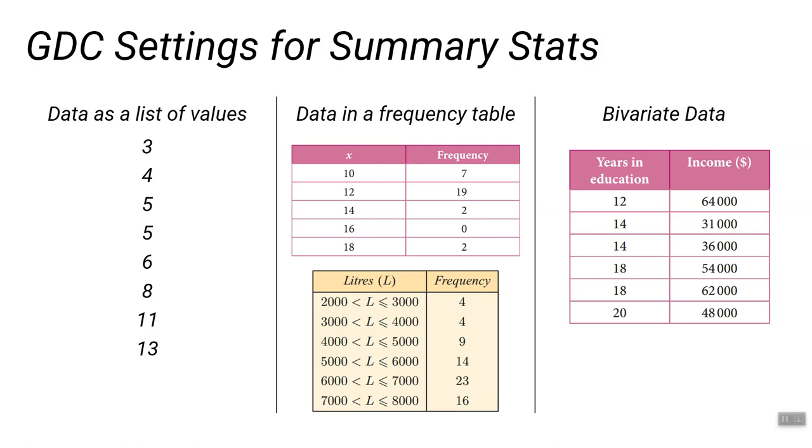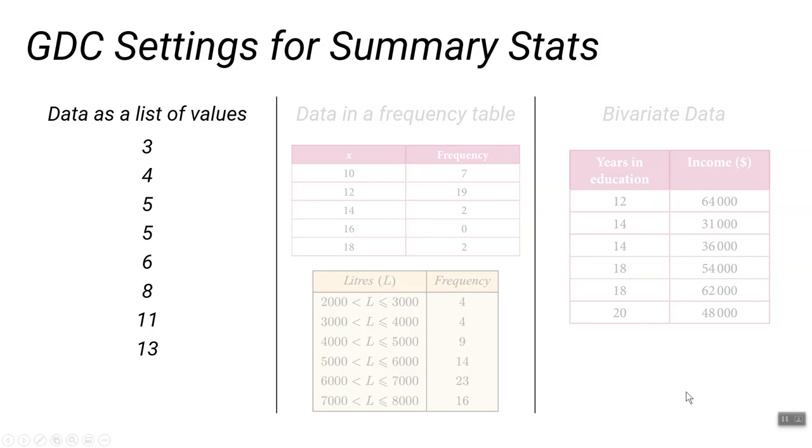First of all, there are three ways you might be presented with data on your course, and the way the data is presented is going to affect the setup, so you need to be able to identify the type of data you've got first of all. The first condition is that you might have data given to you as a list of values, and that's where the data values are written individually. So in this case there are 8 data values. There's a 3, a 4, 2 5s, a 6, an 8, 11 and a 13.